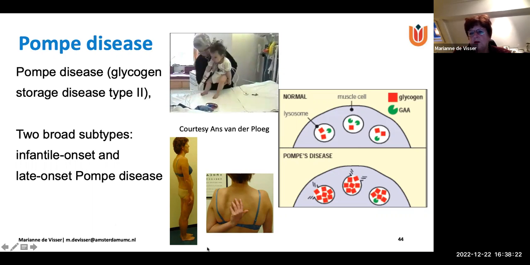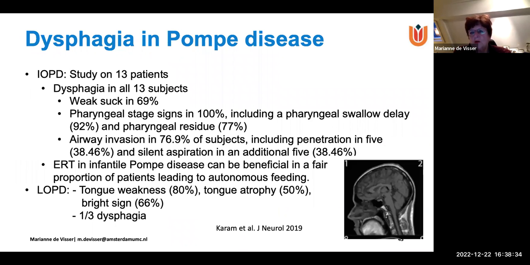Pompe disease is a glycogen storage disease. There is accumulation of glycogen in the lysosomes due to deficiency of GAA. And dysphagia also occurs in Pompe disease, both in the infantile onset form and in the late onset form. There was a study on 13 subjects, and all these patients were dysphagic. They had a weak suck in 70%, and there were all sorts of other symptoms and signs. And there was even silent aspiration or penetration in more than 75%.